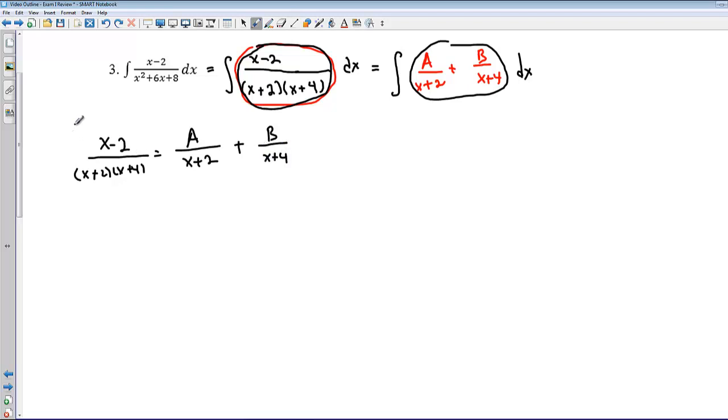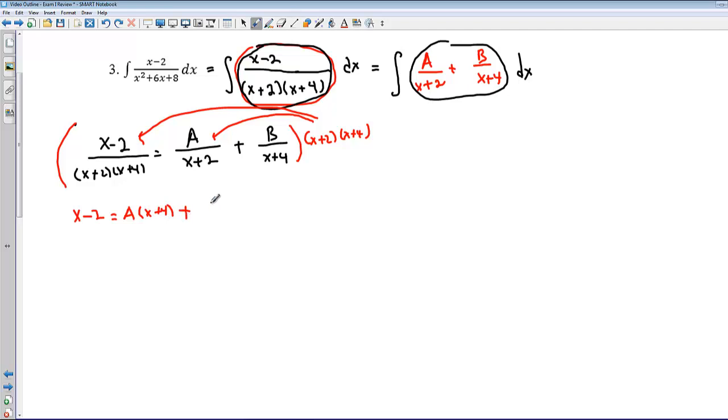And to solve for a and b, it's actually pretty simple. This is a rational equation, so to solve for a and b, we'll clear the denominators by multiplying both sides by x plus 2 and x plus 4. When we do that, on the left-hand side, the denominator clears, and you just get x minus 2. On the right-hand side, this x plus 2 is going to clear with this x plus 2, but it's going to leave you with an a times x plus 4 on top.